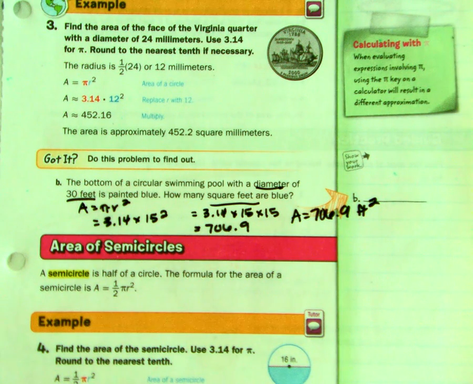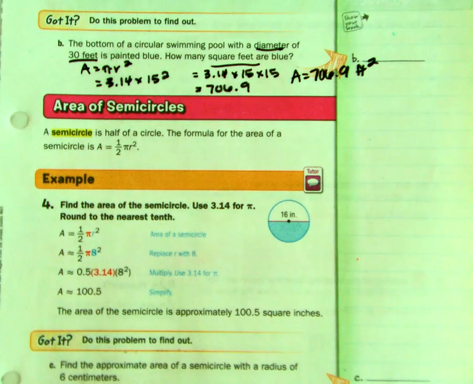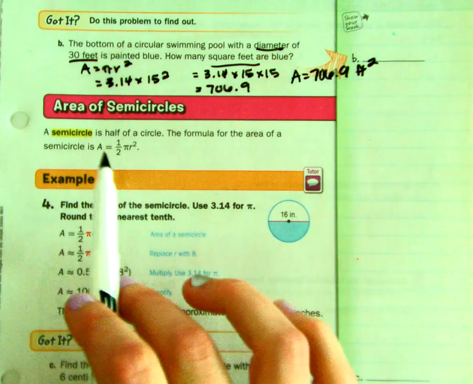Okay, the next thing we're going to talk about is a semicircle. A semicircle is half of a circle. So the formula for the area of a semicircle is the same thing as the area of the circle, but we're going to take it times a half. If we have half of the circle, we only want half of that formula. So we're going to use area equals 1/2 pi r squared.